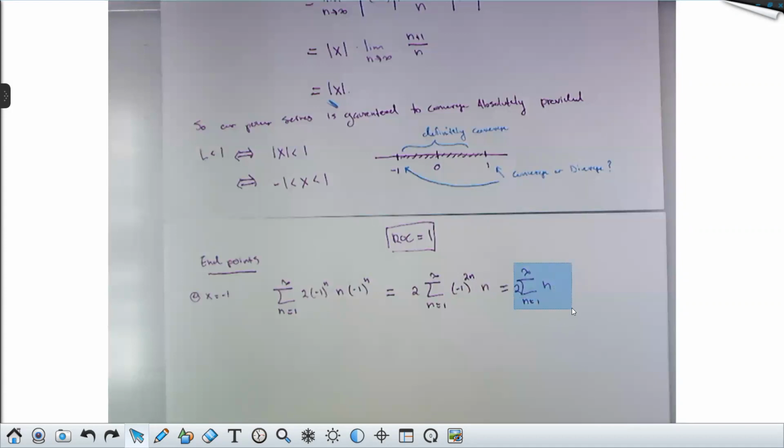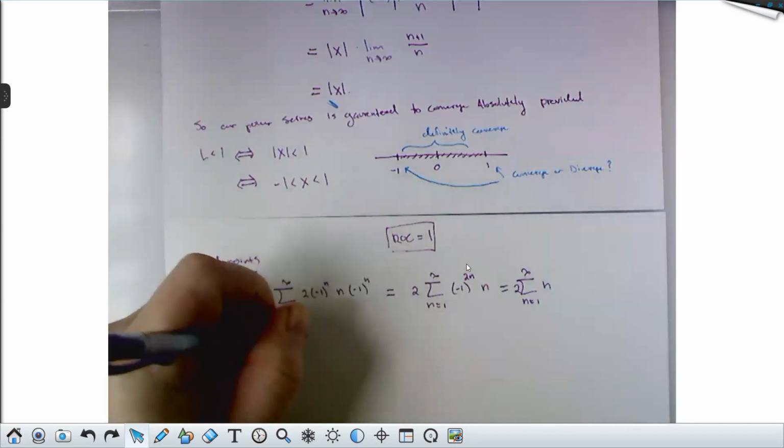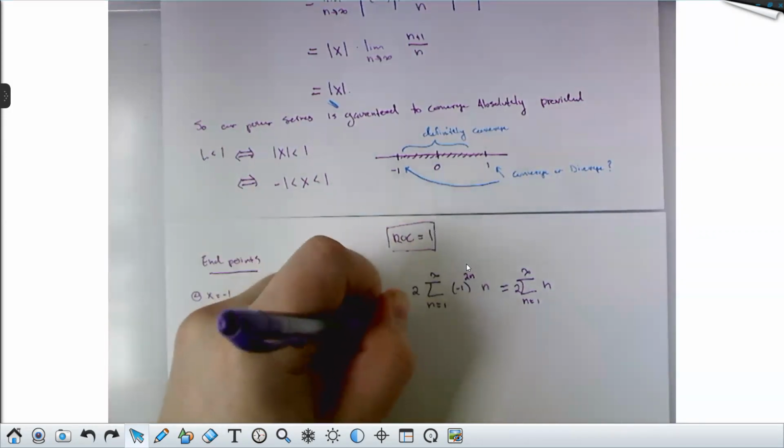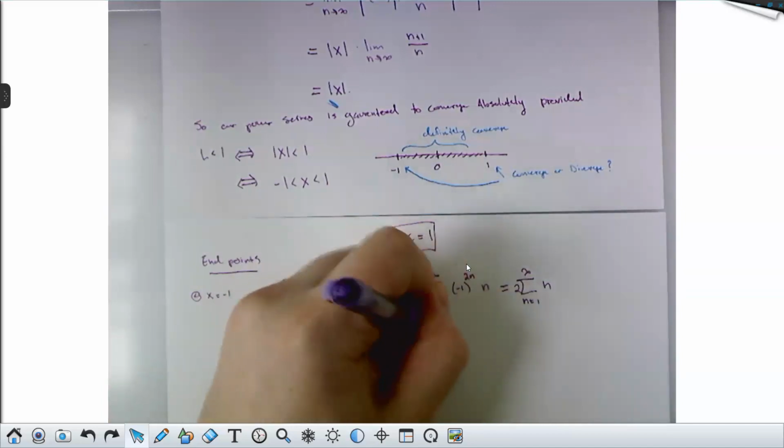This series: convergent, divergent? Yeah, massively divergent, right? That's correct. Why does this series diverge? What test could I cite? What's the simplest test that would show the series to diverge? The test for divergence. Yeah, very good.